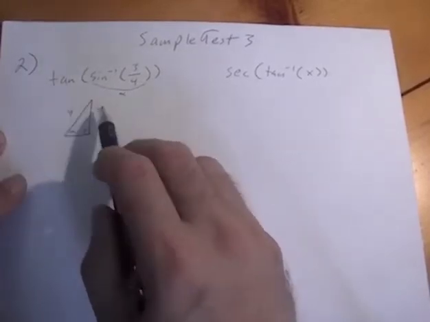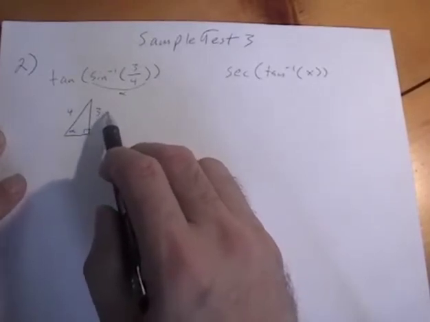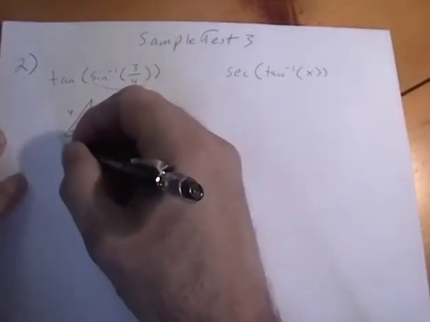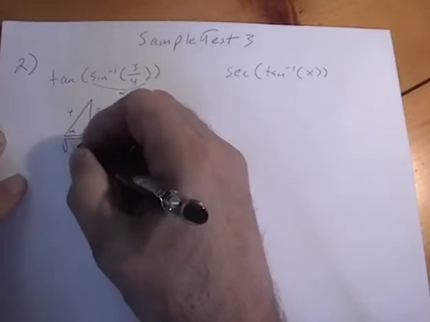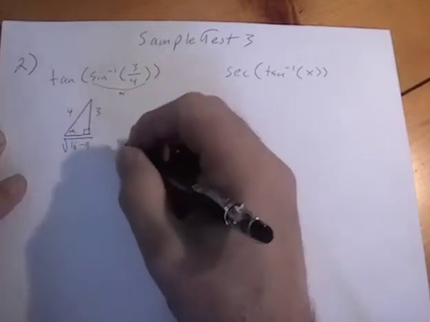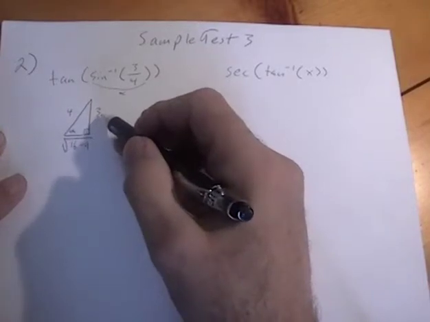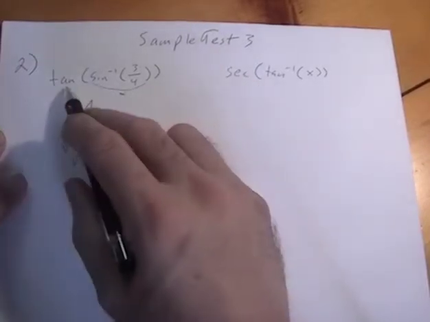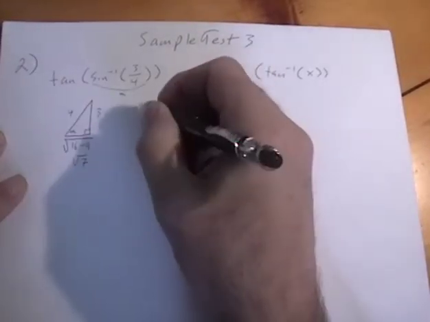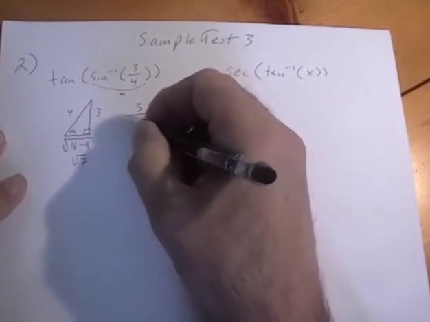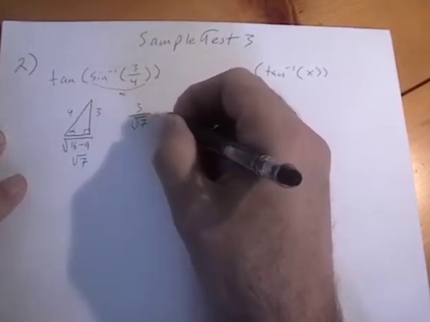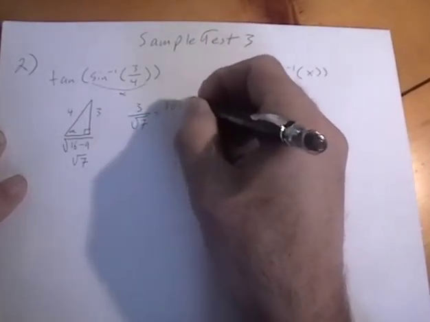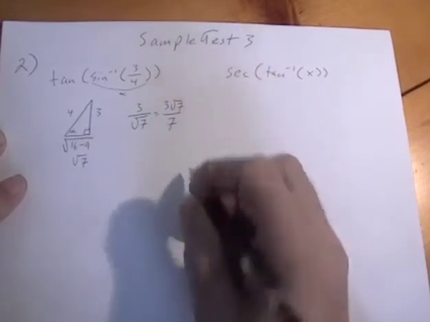The tangent, well, for tangent I need opposite over adjacent. So I need to find the adjacent side. But this is just going to be the Pythagorean theorem. This is going to be the square root of 16 minus 9. This squared minus that squared. That's going to be the square root of 7. So the tangent of alpha is going to be 3 divided by the square root of 7. Since we don't like a radical in the denominator, I'm going to write this as 3 root 7 over 7.